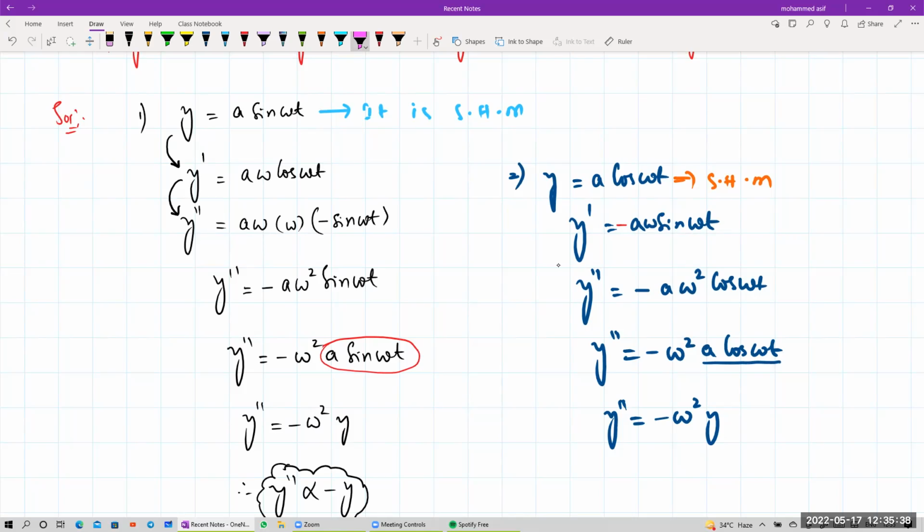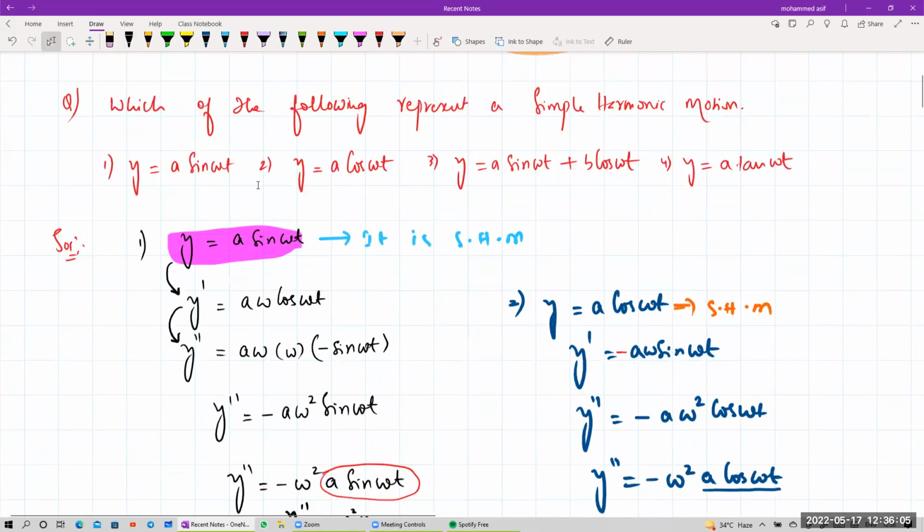So y double dash is minus a into omega square into sin omega t. And a into sin omega t is what? It is y, isn't it? Yes, sir. So I can write this equation as y double dash equals minus omega square into y. Is it not in the given form? Acceleration is minus omega square into y, so is the equation representing SHM or not?